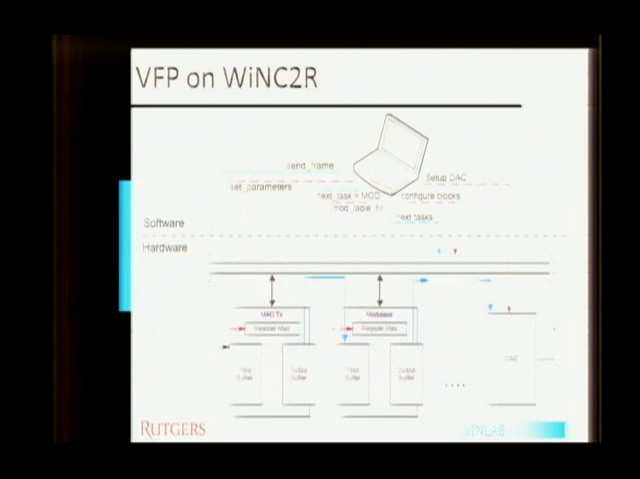This is a more elaborated diagram of the virtual flow, more like its manifestation on WinC2R. These are the functional units that I mentioned in the previous slide. In this case, we have MAC and modulator. As you can see, they are self-sufficient and independent of each other. They do not have any physical connection, but they are only connected to the common bus that they share.